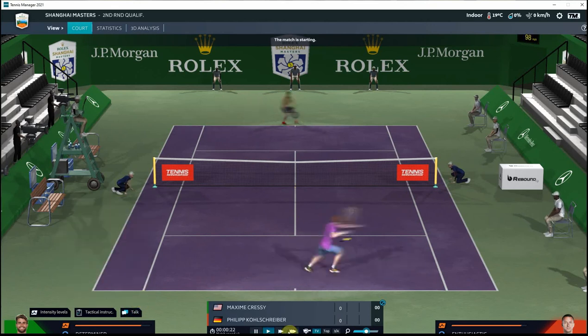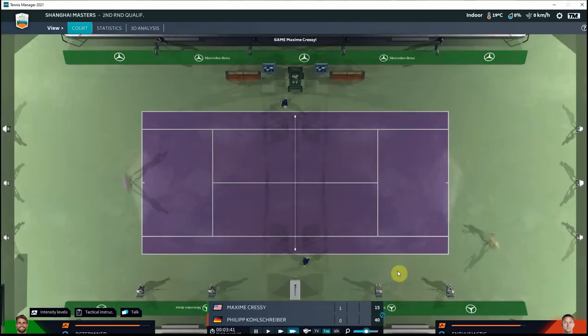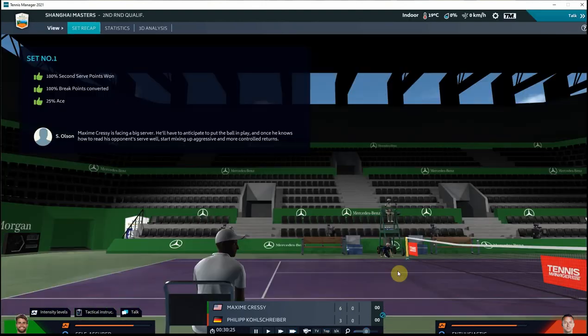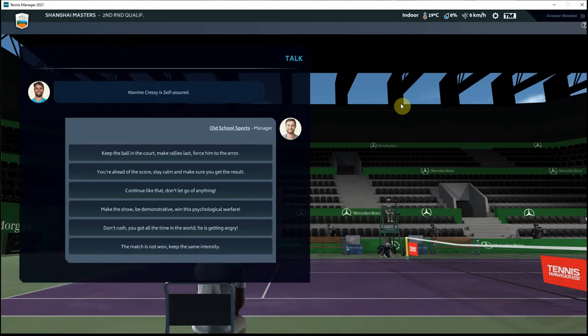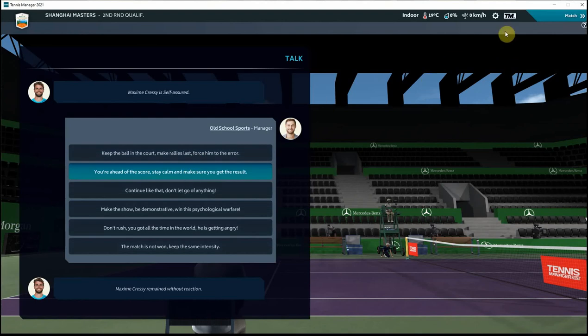We will speed up the first round here, and early stages, we are on serve. Just got a break. Good results for us. Got the first set 6-3 with the one break that we earned. You're ahead in the score, Maxime. Stay calm, make sure you get the result.